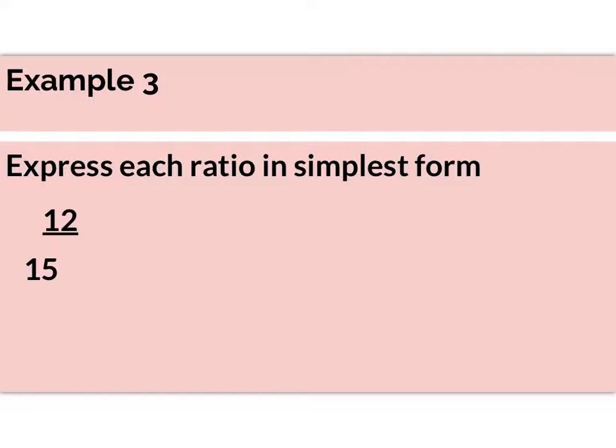Our third example is 12 over 15. Put it in simplest form. Find the greatest common factor of each. 12 and 15 have a GCF of 3. 3 goes into 12 and 3 goes into 15. So if we divide by 3 over 3, 12 divided by 3 is 4, and 15 divided by 3 is 5. 12 to 15 is simplified to 4 over 5, 4 to 5, or 4/5.